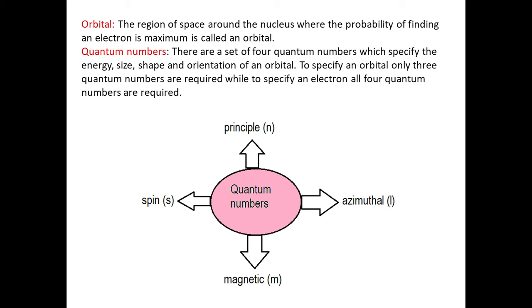Come to the next. There is a term orbital that we already heard. What is an orbital according to quantum mechanics? The region of space around the nucleus where the probability of finding electrons is maximum. According to quantum mechanics, orbits, that means shells, subshells, orbitals, all are the mathematical solutions of the Schrodinger wave equation. So basically, this quantum model completely has mathematical proof.